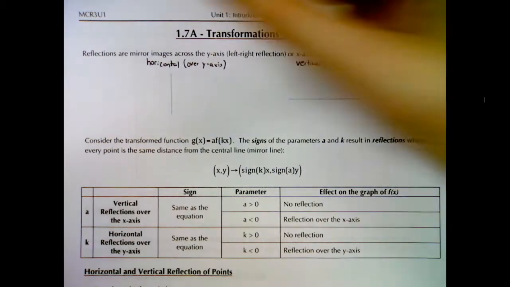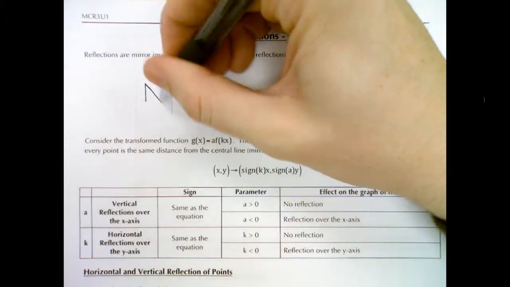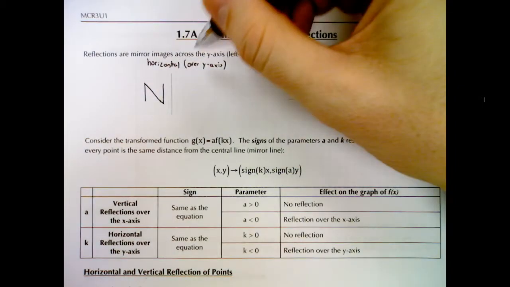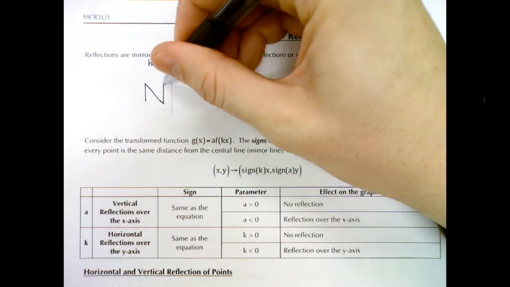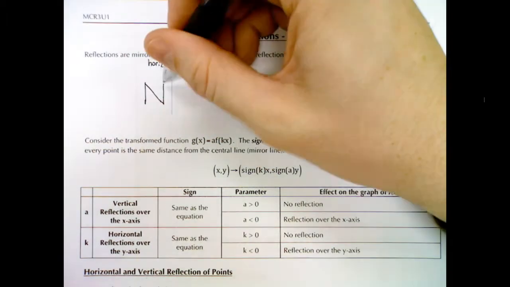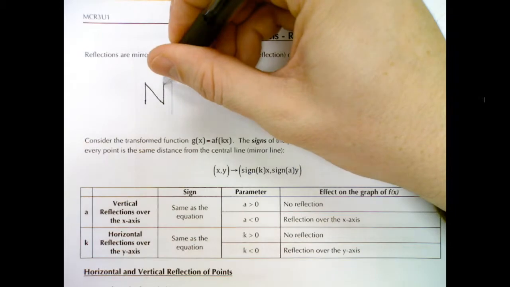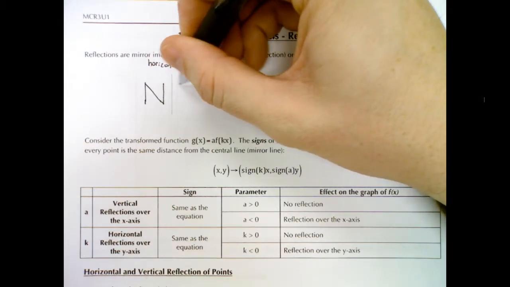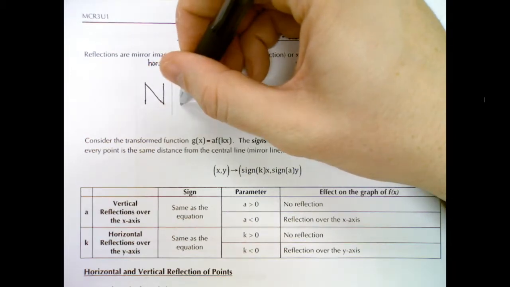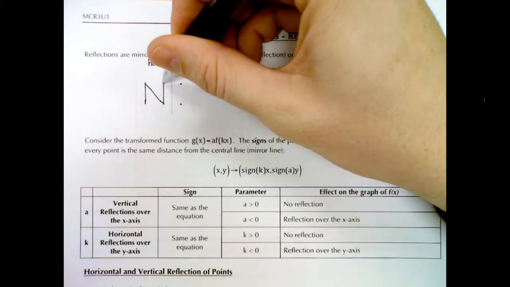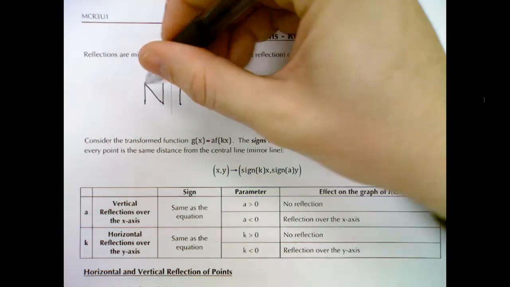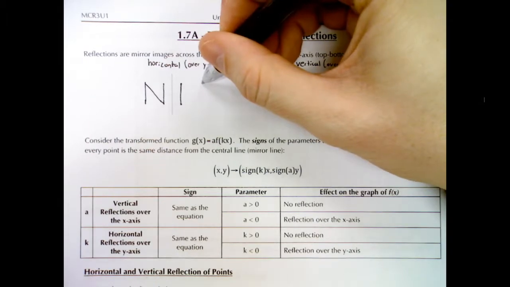So if I had an object, I'm going to draw an N. If I wanted to reflect this N over the y-axis, I'd take a point on the N and put it in the same position on this side, the same distance away from the axis. So this point is a little bit away, I would put this point here. And if I wanted this point, I'd put it here.